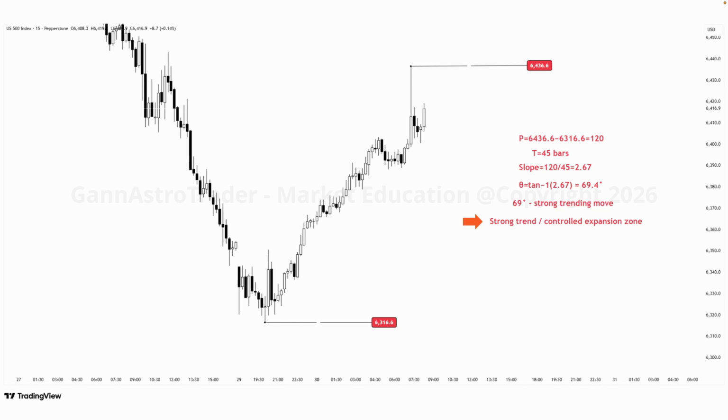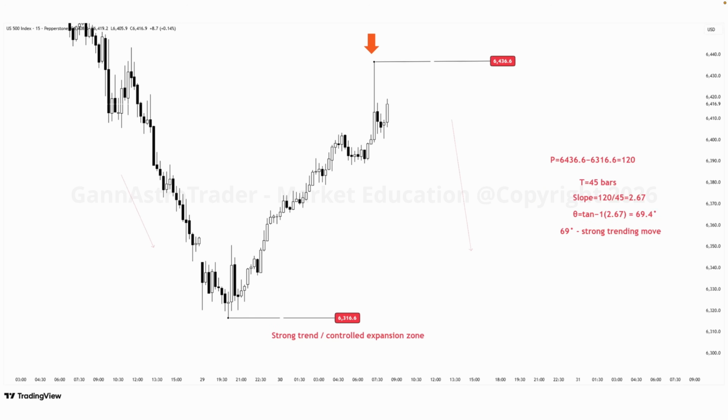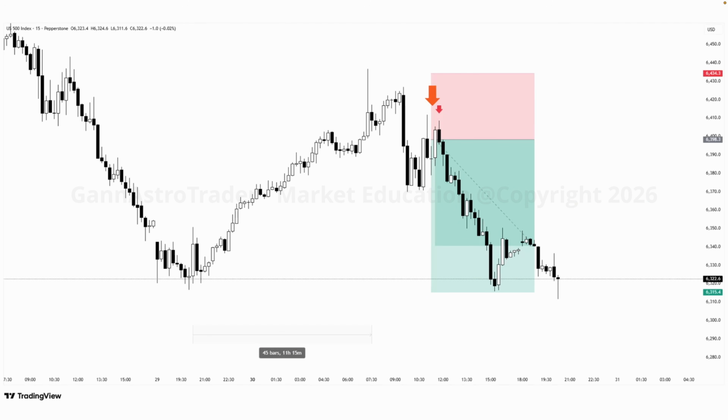Using the tangent inverse, this slope is converted into an angle. This allows us to express movement geometrically rather than descriptively. The resulting angle is around 69 degrees. This indicates a strong and sustained movement. Unlike extreme angles, this level reflects expansion that is still controlled. Because the movement is strong but not excessive, the market is able to maintain structure. Instead of immediate reversal, price continues to develop within the trend. This shows the difference between balanced expansion and unstable acceleration.